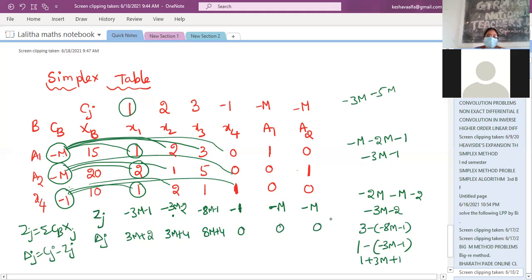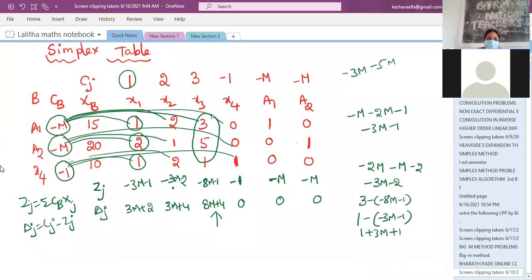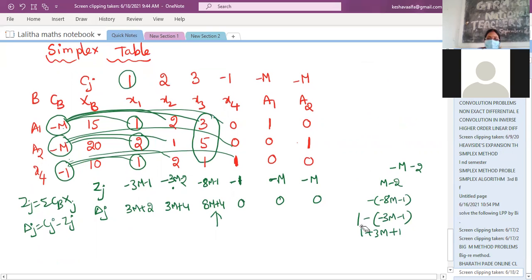So now select the most positive value in delta J. 8m plus 4. So incoming vector is x3. So incoming vector is x3. So now calculate outgoing vector using minimum ratio.